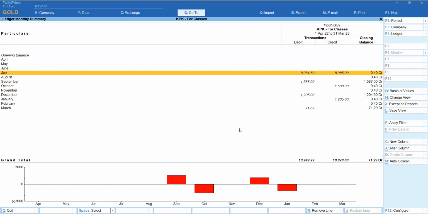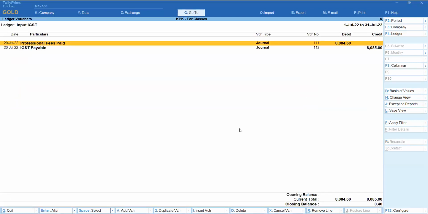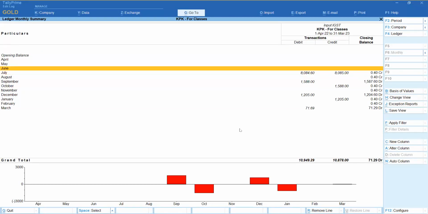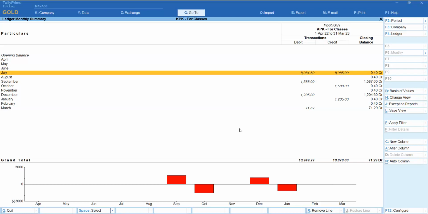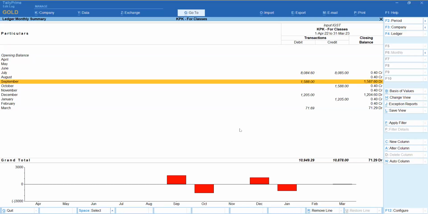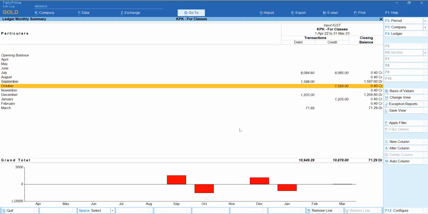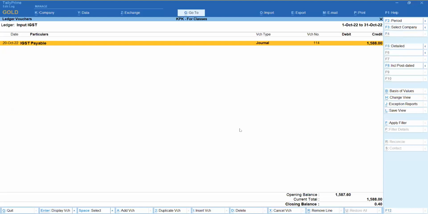I should have changed this date also to 30th June, because I have created this for explanation purpose, so that this entry also would have come in June. See, in 1588, I have taken the input credit of the 30th September entry, and I have utilized it on 20th October as per the ledger.